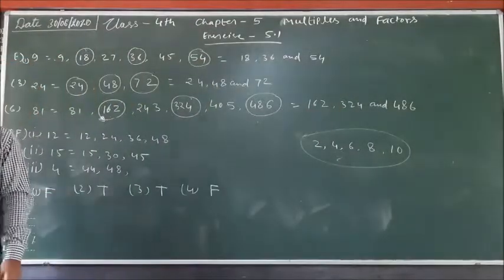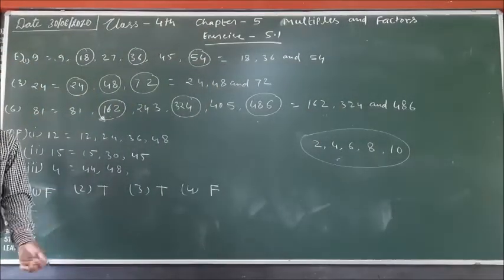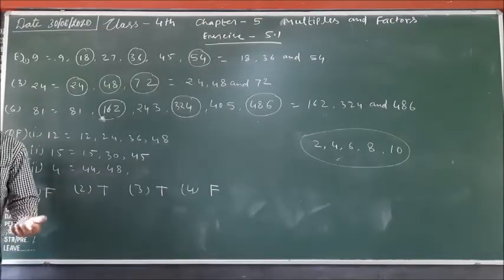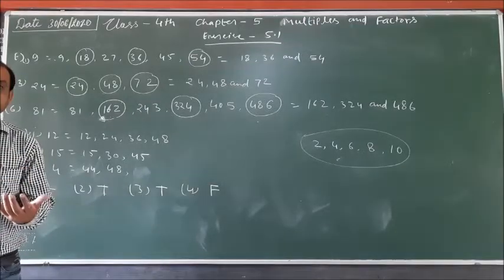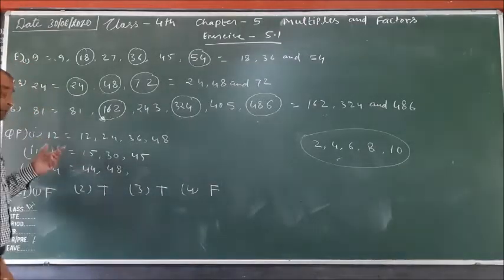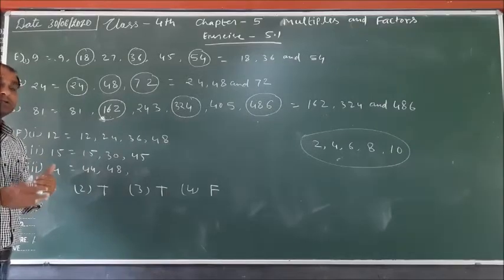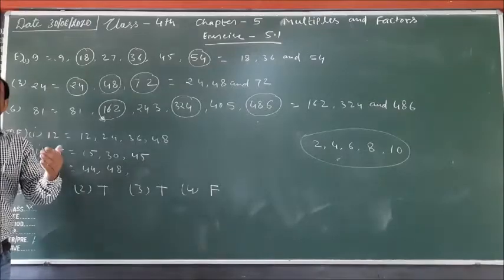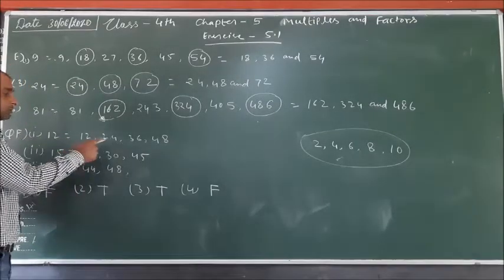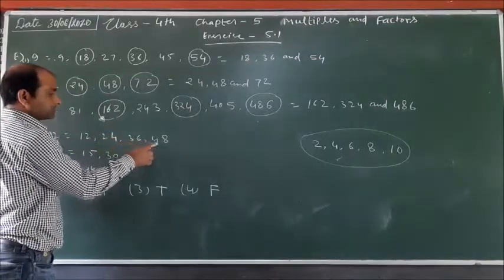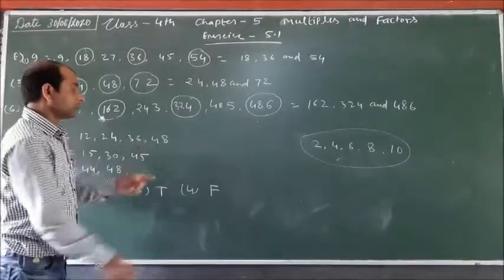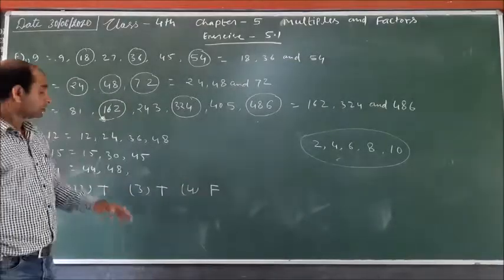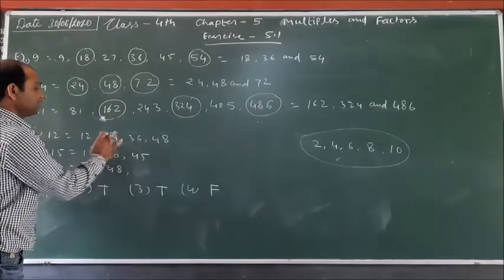So question number F: write the multiples of the first number, 12, that are less than 60. We write the multiples of 12, but all multiples less than 60. So 12 1s are 12, 12 2s are 24, 12 3s are 36, 12 4s are 48, 12 5s are 60, and 60 is not less than 60 as given in your question. So we only write up to 12 4s are 48.